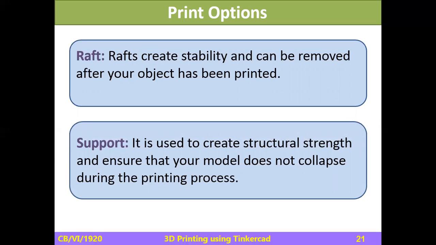Support. It is used to create structural strength and ensure that your model does not collapse during the printing process. So support and the raft are the most important options available in the XYZ for 3D printing, because it will not collapse. Support is used to keep it from collapsing.